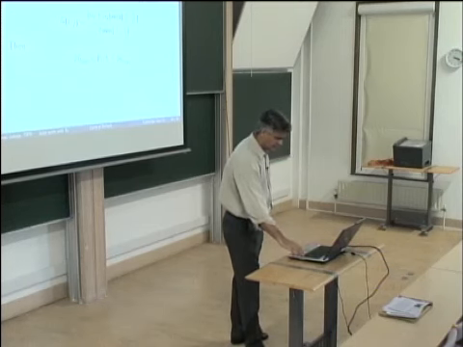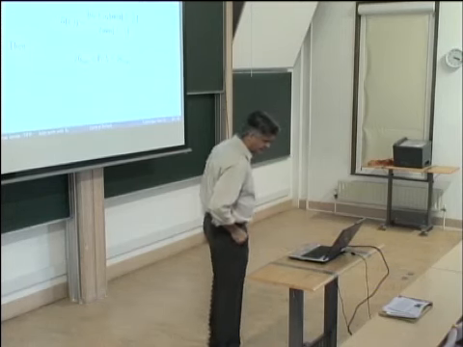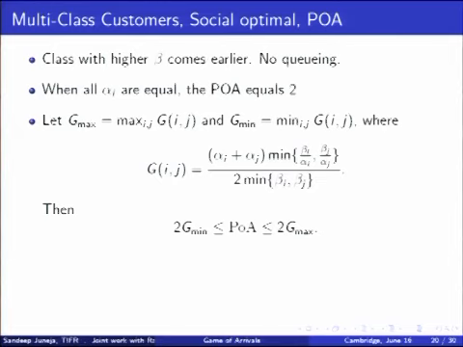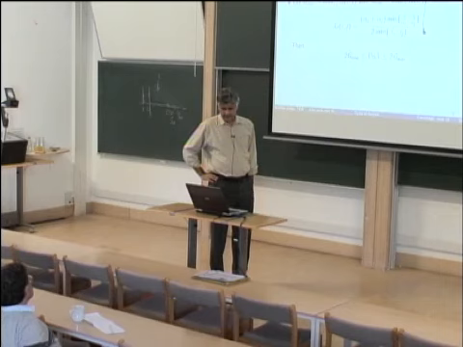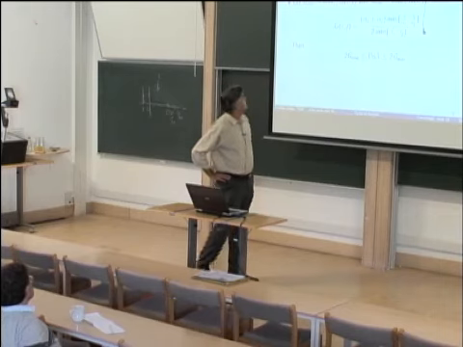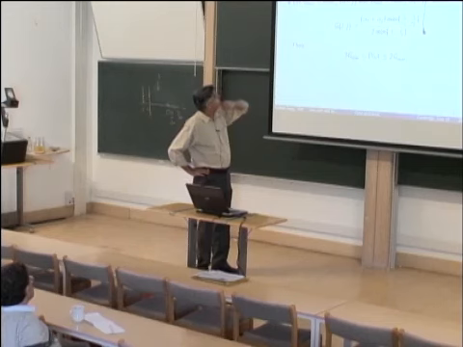So now one can do the math on this. For social optimal cost, it's a simple argument that people with higher beta will come before people with lower beta, because people with higher beta have higher cost for the same time of arrival. So it makes sense for them to come earlier, and people with lower beta will come later. So price of anarchy is an easy calculation. When all the alphas are equal, price of anarchy comes out to be 2.